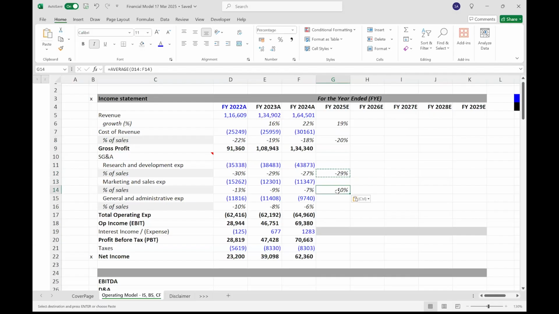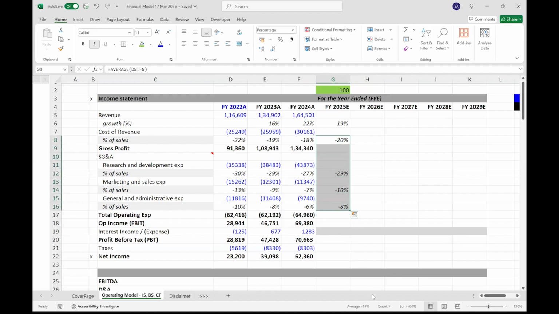Then 13, 9 and 7, which averages 10%. And next is 8%. So just to give you an idea, just look at my screen. I can say if I'm selling a 100 rupee product in Meta, I am spending 20 rupees on product cost, 29 rupees on research and development expenses, 10% on marketing, and 8% on general administrative.